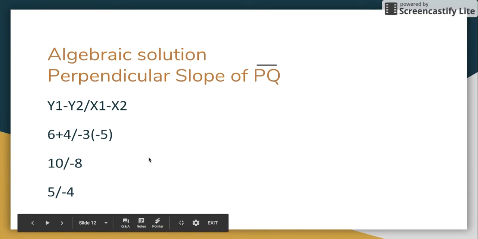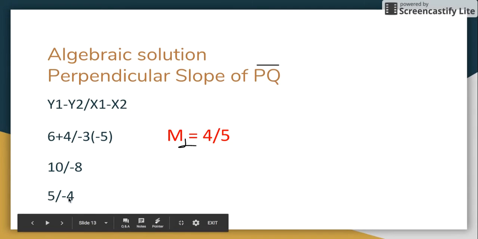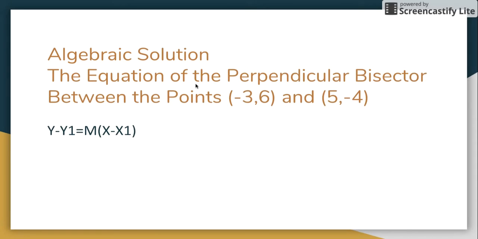Now to make a perpendicular slope, you have to make it the opposite reciprocal of itself. So 5 over -4 will become 4 over 5, and that is the perpendicular slope of PQ.